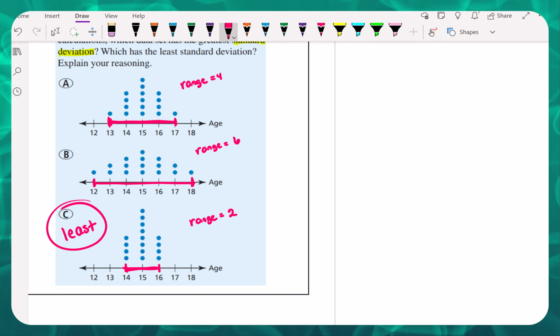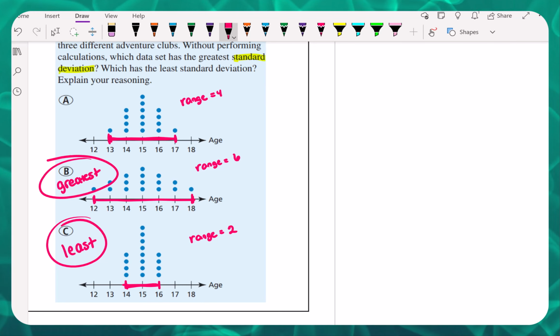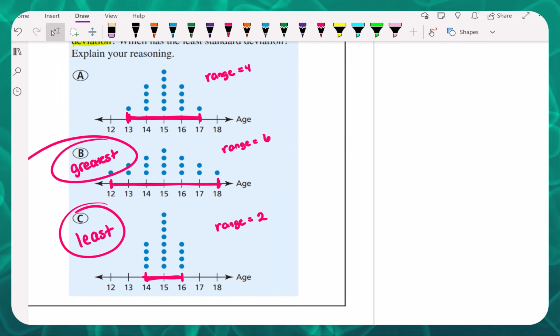And then it says which one has the greatest standard deviation. It's going to be B. And it says explain your reasoning. I mean, you can just go ahead and calculate the range, but if they didn't have any numbers down there, you can't do that. You can just say that this one has the largest spread of data, and then C has the least spread of data. And that's how you explain it.